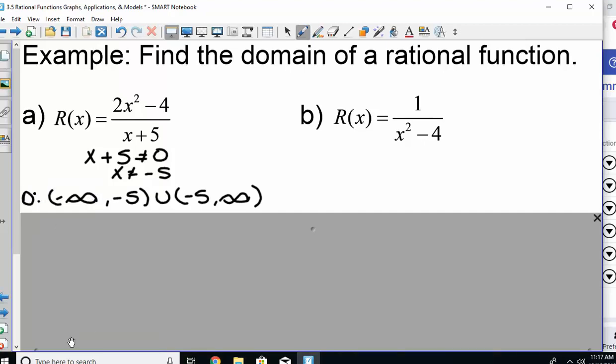We are going to stick with the interval notation. Unless, as I told you before, if there's more than one value that x can't equal, you are allowed to just list them. Otherwise, I expect the interval.